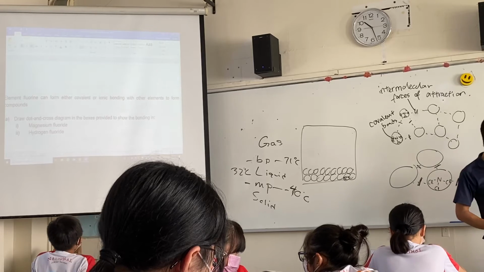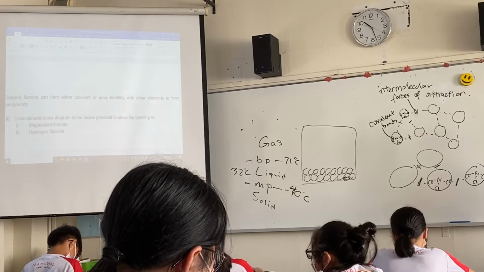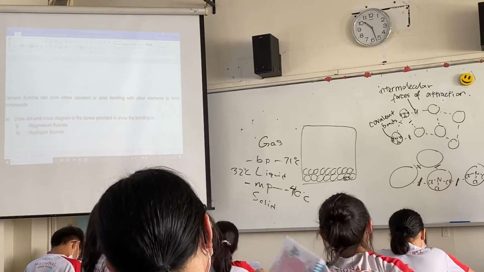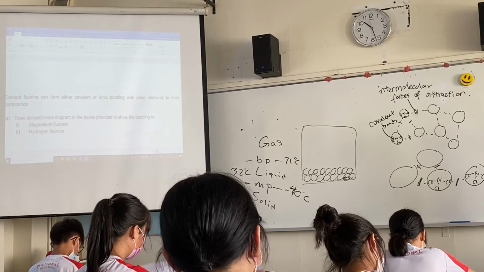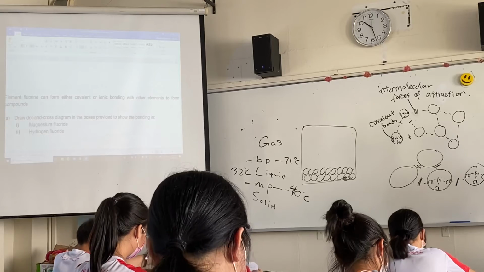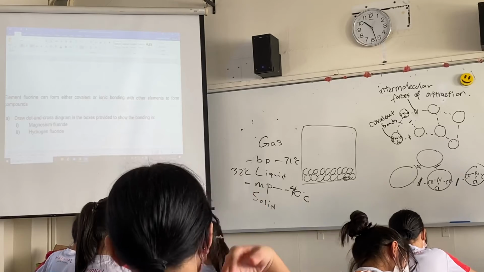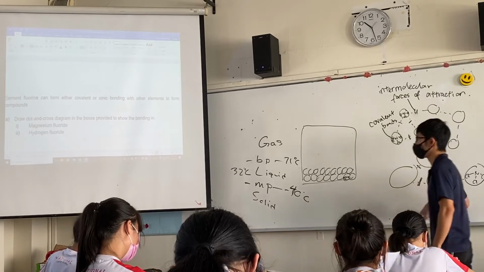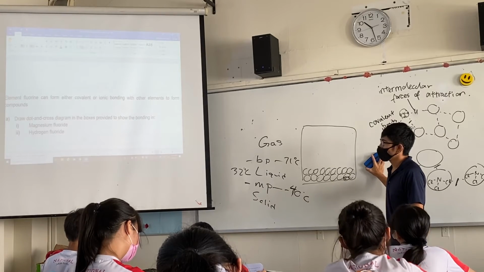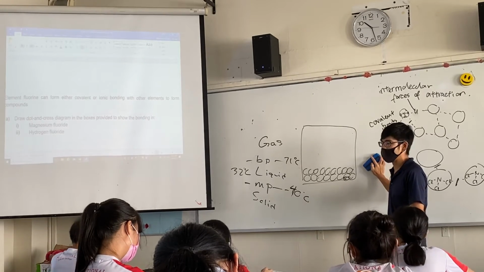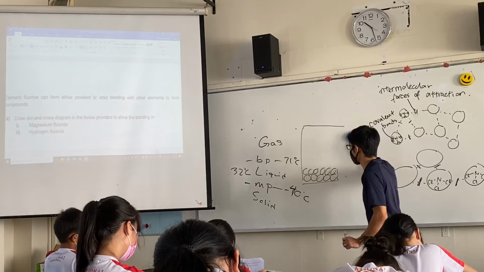Okay, draw dot and cross diagram for these two. Again, notice we don't provide you the elements, we just give the name. Sometimes as a student, I'll feel a little bit of tension here. I don't know which is ionic, which is covalent. How do you tell? Look at your periodic table. We actually provide it to you during the exams. So magnesium fluoride, is this ionic or is it covalent? Hydrogen fluoride, is it ionic? Is it covalent? Okay, spend some time, talk to your friends first, and then I'll ask maybe two people.